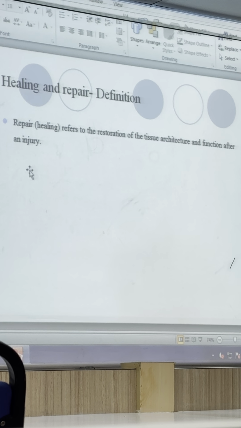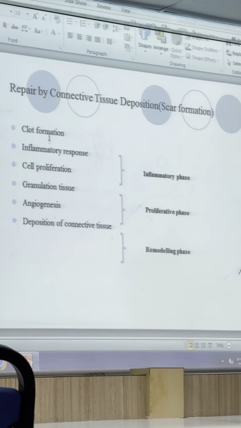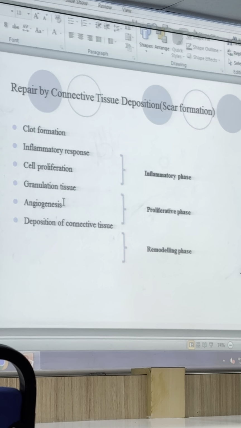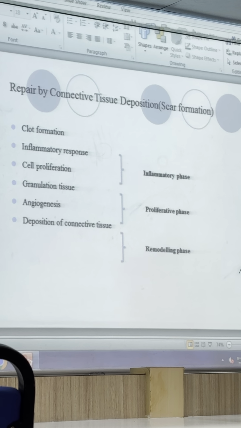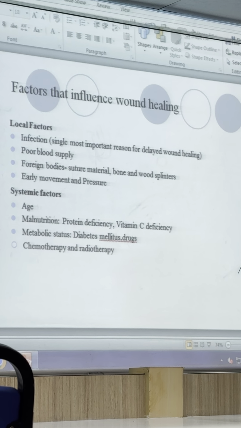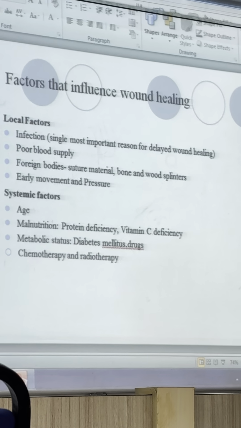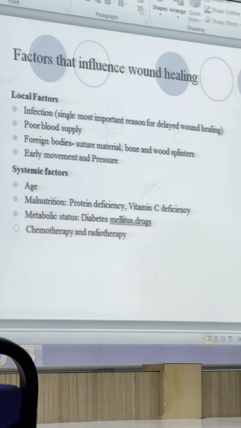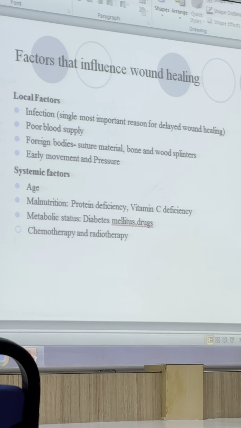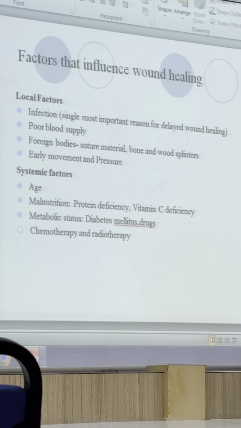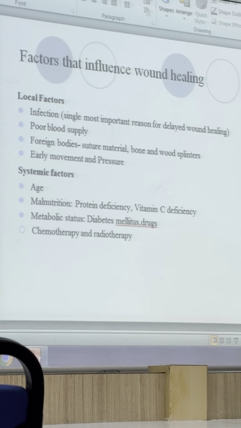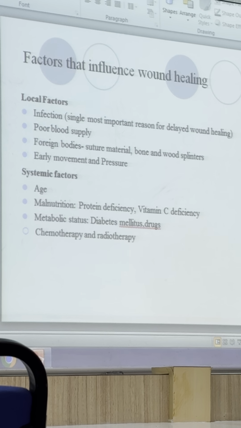So if you talk about healing and repair, the steps of healing and repair: 1, 2, 3, 4, 5, 6 steps. And then the factors which are influencing the healing. Now here you have many factors, so even if you remember 5, that is more than enough.